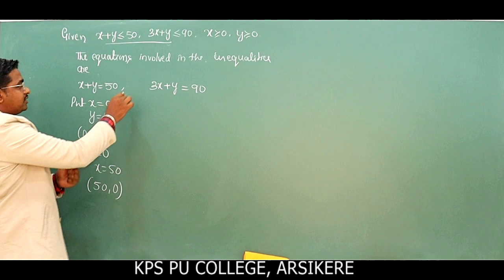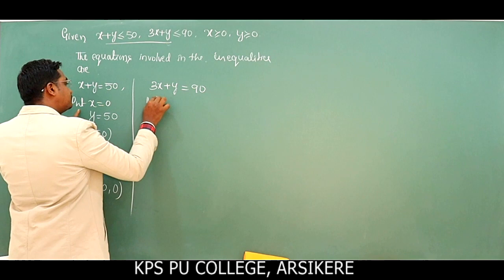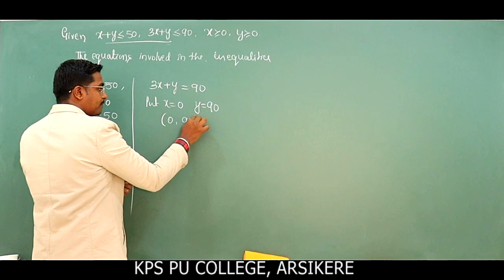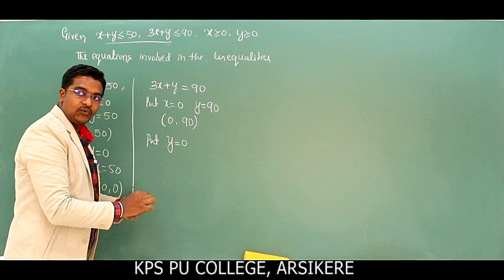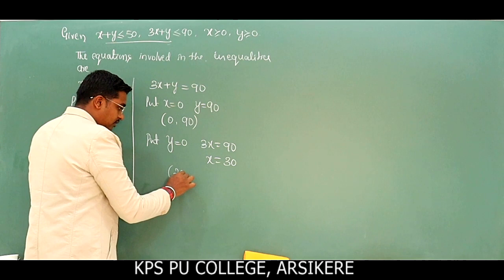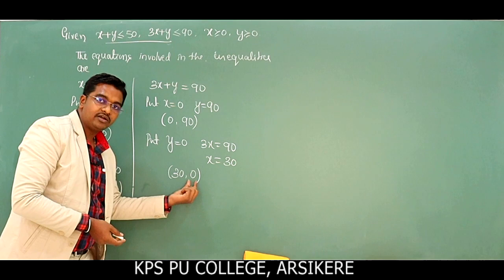But what about 3x plus y? Put x is equal to 0, you get the point on the y axis. Now put y is equal to 0, then you get the point on the x axis. Now put x is equal to 0. So y is equal to what here? 90. Similarly, the point 0, 90. Now put y is equal to 0. Substituting y is equal to 0, 3x is equal to 90, x becomes 30. So what is the corresponding point? 30, 0. So for the equation 3x plus y is equal to 90, the first point is 0 comma 90, the point on the y axis. Similarly, 30 comma 0 is the point on the x axis.